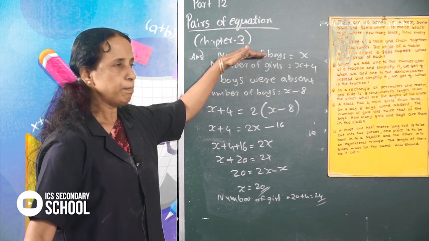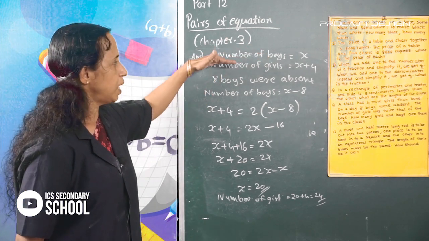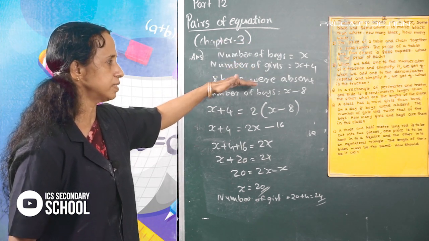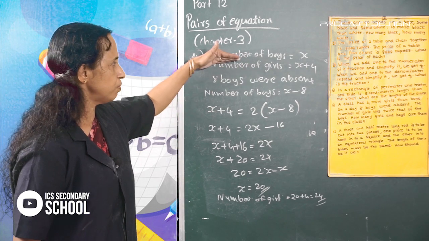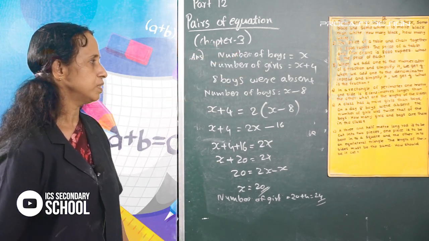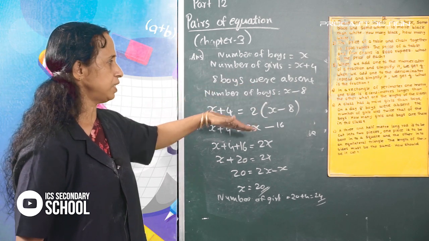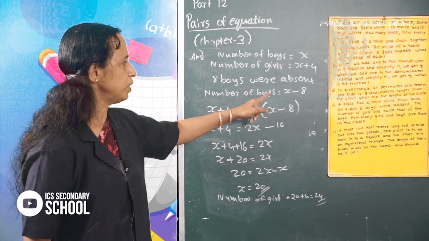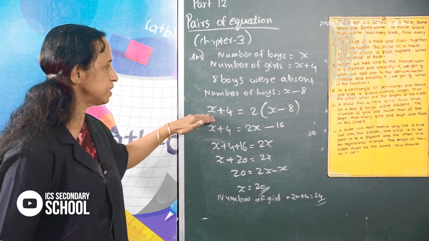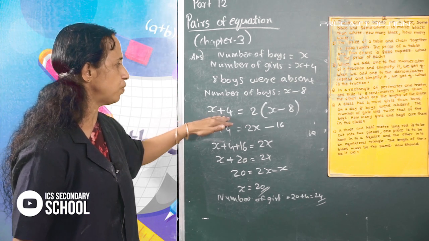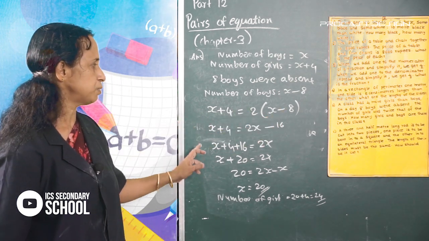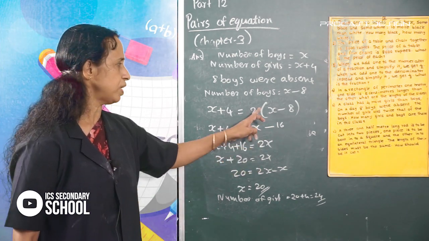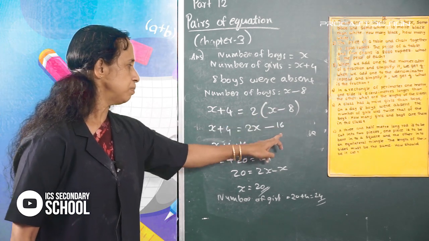Look here, number of boys is equal to x. Number of girls is equal to x plus 4, because there are 4 more girls than boys. 8 boys were absent on a day, so number of boys equal to x minus 8. Number of girls x plus 4 is equal to 2 into x minus 8. Removing the bracket and multiplying, 2x minus 2 into 8, minus 16.